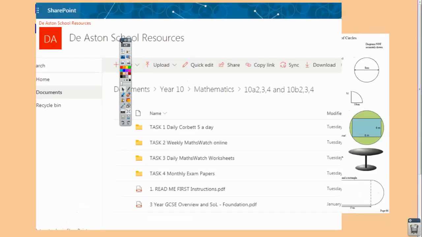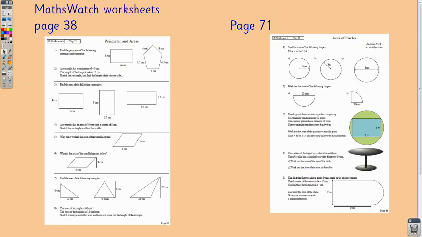Okay, now for those of you who are at school with us, you are working from resources on SharePoint. This is what you see when you open the Year 10 folder for sets 2, 3 and 4. If you go into task 3, you can find the worksheets that are linked to this task. They look like this. You are working on pages 38 and 71, perimeter and areas of circles. And if you have any trouble or any questions, do please get in touch with us at school.